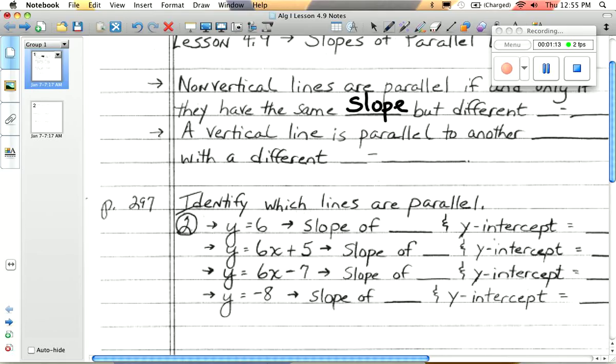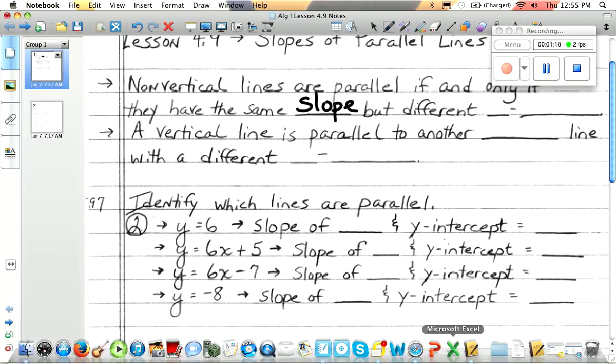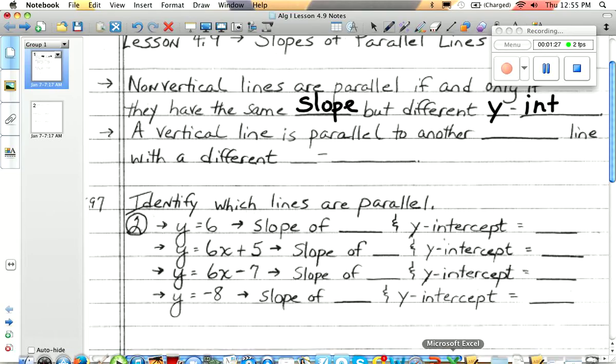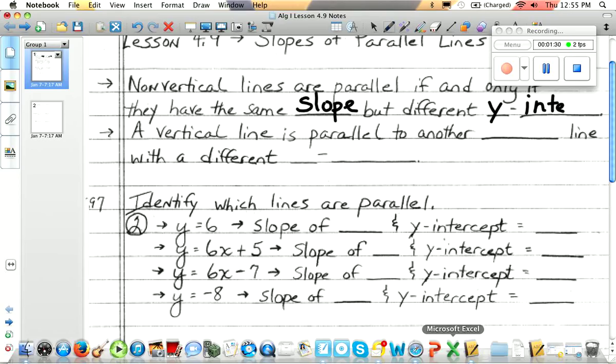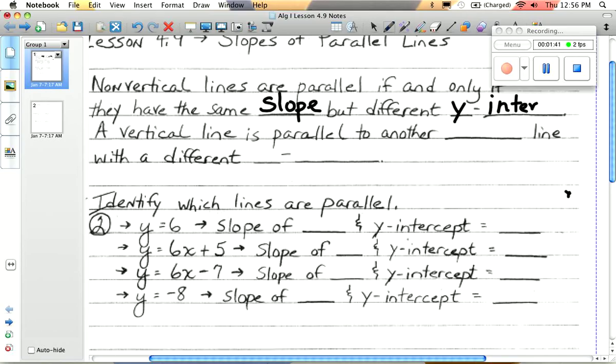And then what do they have to have that's different though? Because if they can't ever touch, they can't be on top of each other. Intercept. They have to have a different y-intercept. If they have the same y-intercept and the same slope, then we'd be saying they are the same line, and they can't be the same line, or they would be on top of each other. Parallel lines can't touch each other. So as long as two lines have the same slope and a different y-intercept, and they're not vertical, we can count on that they will be parallel.